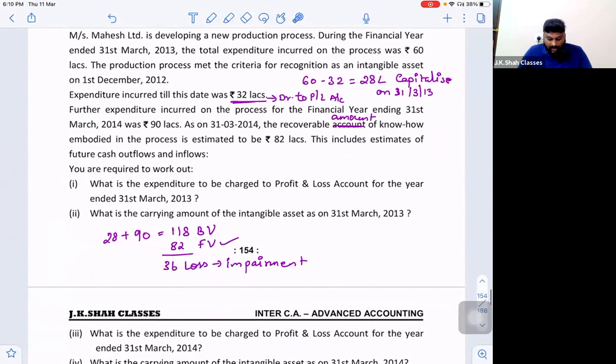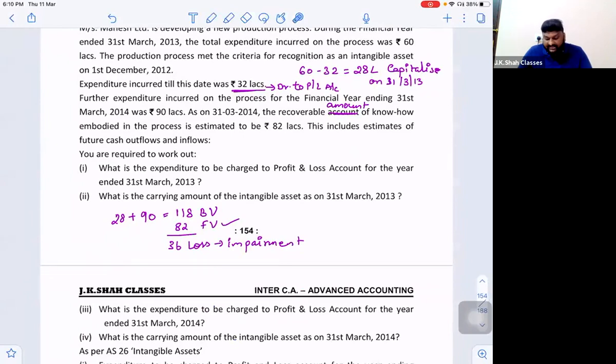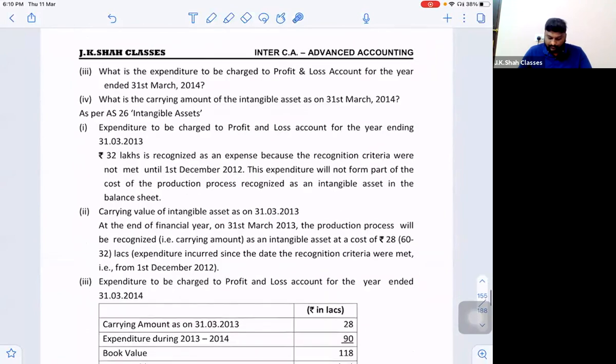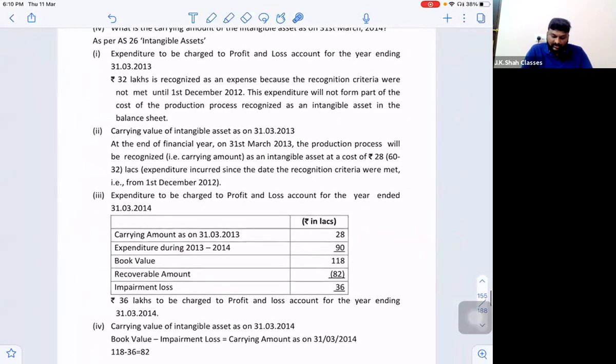Third question, what is the expenditure to be charged to profit and loss account for the year ended 31st March 2014? Sir, 36 lakh of impairment loss is what we have to charge to the P&L account. Correct? And what is the carrying amount of the intangible asset as on 31st March 2014? So it should be 82 lakhs fair value. Right? It's a good question. So let us see the solution, how they are providing it. This is the solution from here.